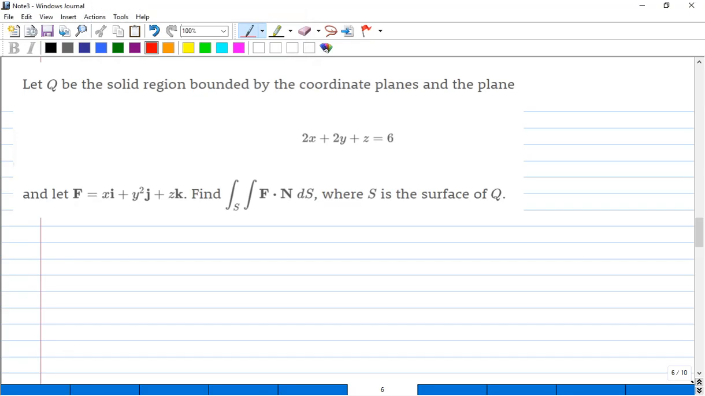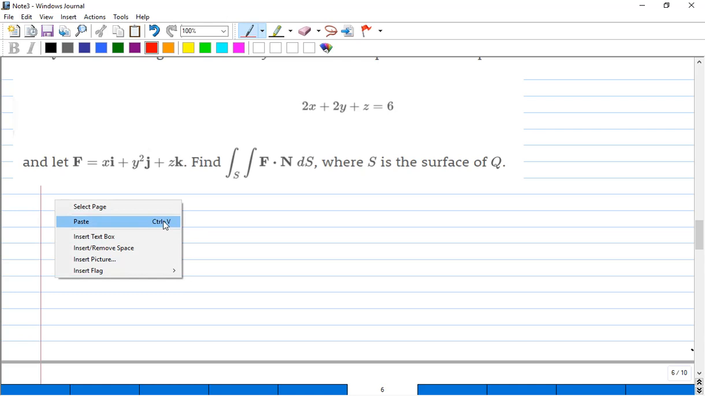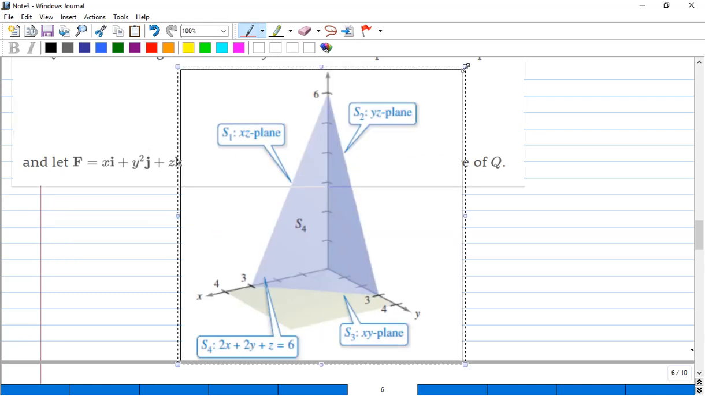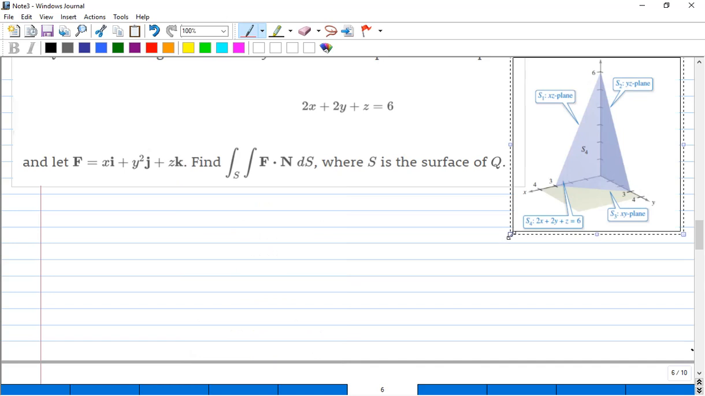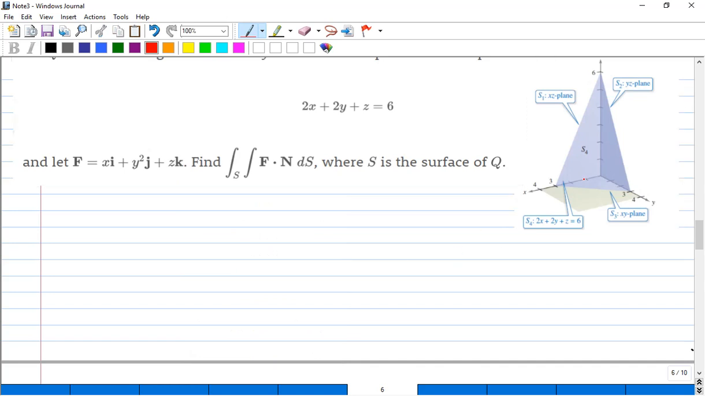So if it's bounded by the coordinate planes, that means it's bounded by the xy plane, the xz plane, and the yz plane. So that's why it looks like that. Alright, so it's bounded by these different planes, so that just traps it in the first octant.